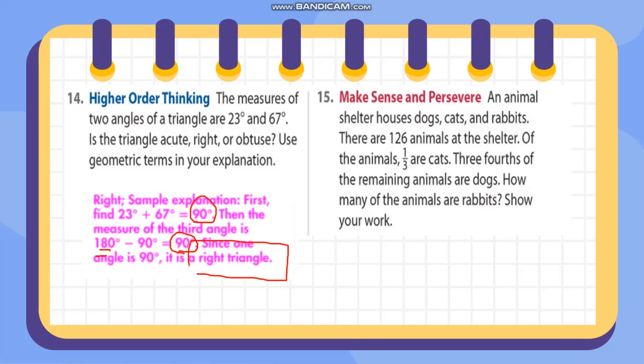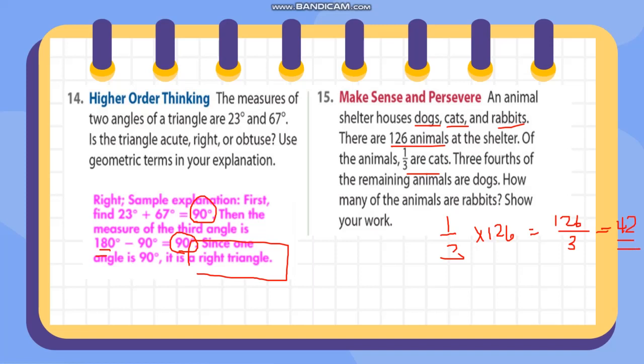Okay, next, number 15. An animal shelter houses dogs, cats, and rabbits. There are 126 animals. That is the total of these three different kinds of animals. Of the animals, one third are cats. So what is one third of 126? One third of 126 means 126 divided by 3. So the answer is equivalent to 42. Because 126 divided by 3 is 42. So there are 42 cats.